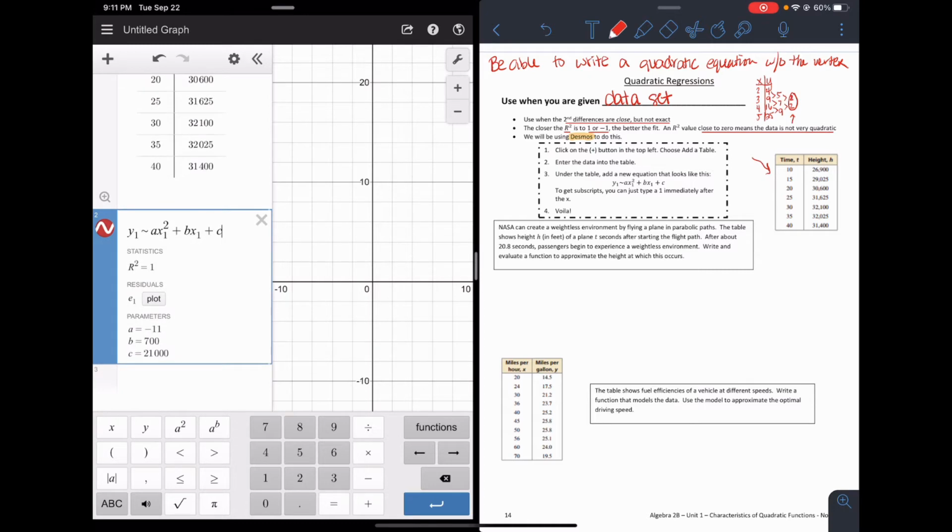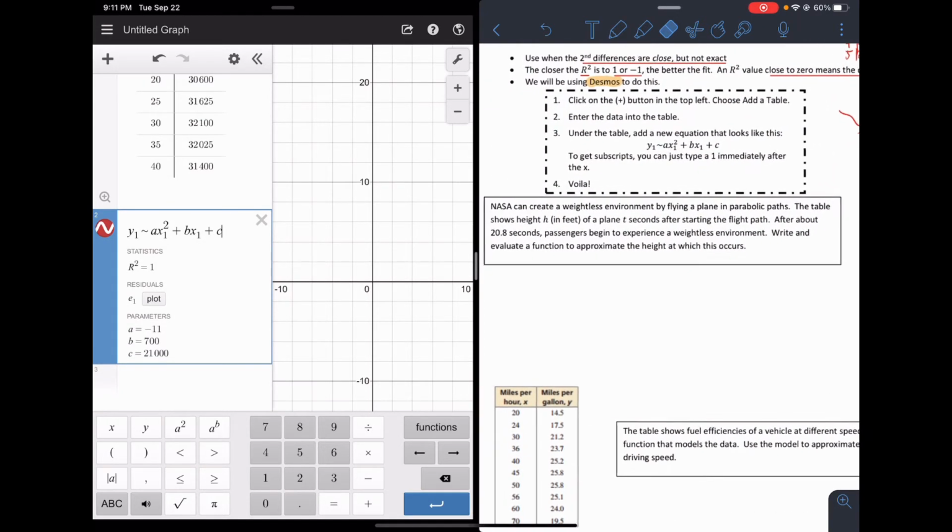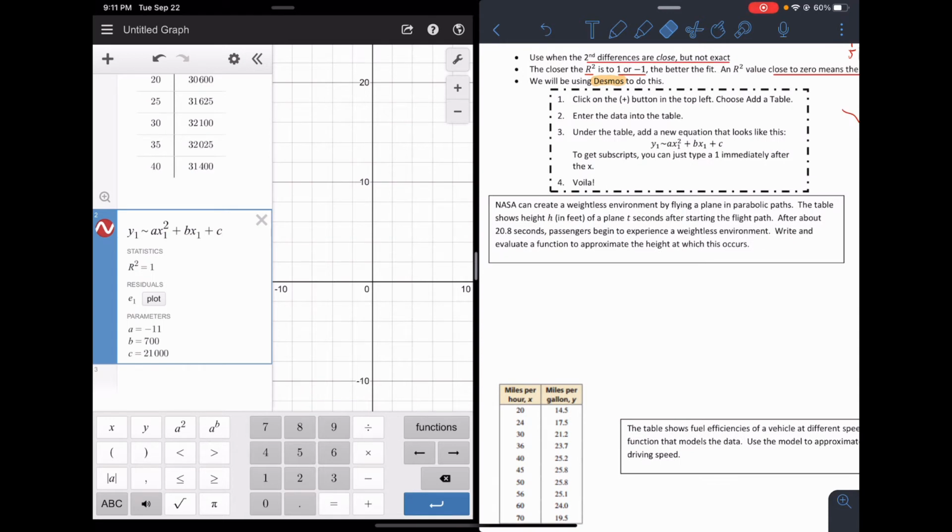And it tells us some stuff. So let's just read the problem real quick. NASA can create a weightless environment by flying a plane in parabolic paths. The table shows the height h in feet of a plane t seconds after starting the flight path. After about 20.8 seconds, the passengers begin to experience a weightless environment. Write and evaluate a function to approximate the height at which this occurs.